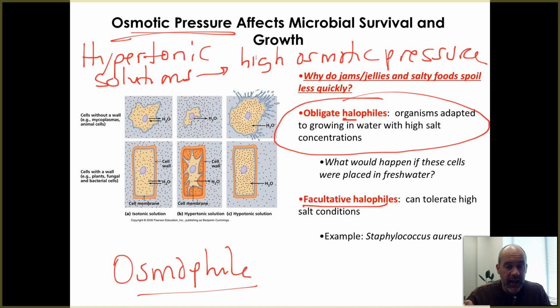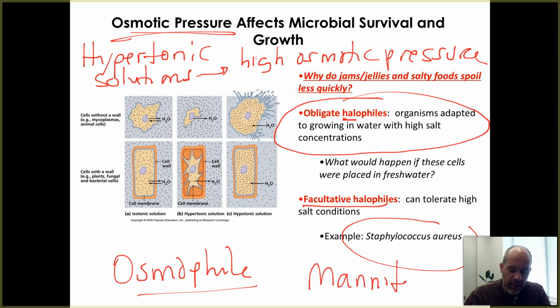A facultative halophile doesn't need high osmotic pressure, doesn't need a hypertonic fluid, but it can tolerate those high solute or high salt conditions. Good examples, Staphylococcus bacteria. And remember in class we did the mannitol salt agar plates, and we talked about how mannitol salt agar has a very high concentration of sodium chloride salt, and Staphylococcus bacteria grow very well on this type of agar. There's a very high osmotic pressure in that agar.